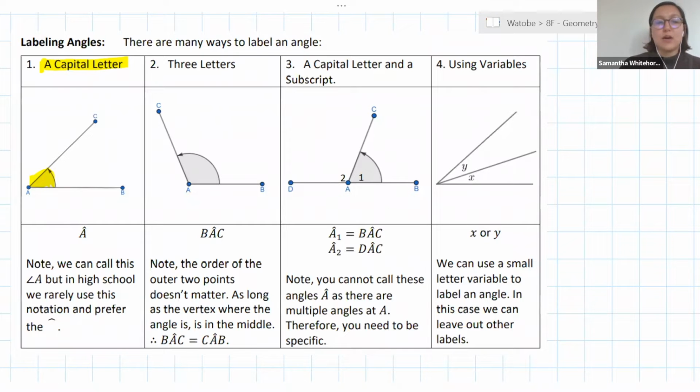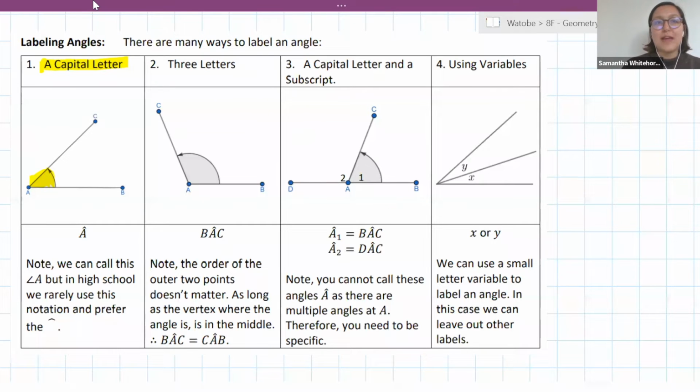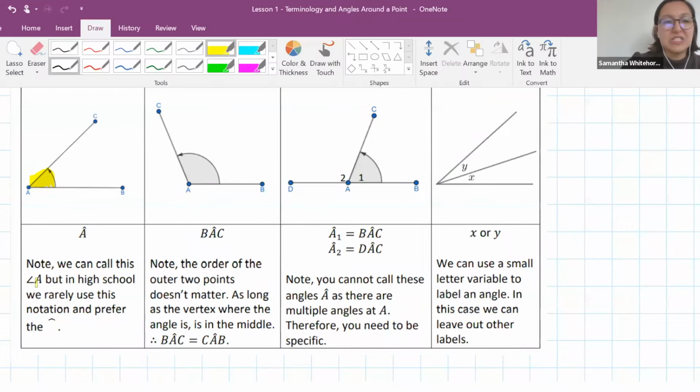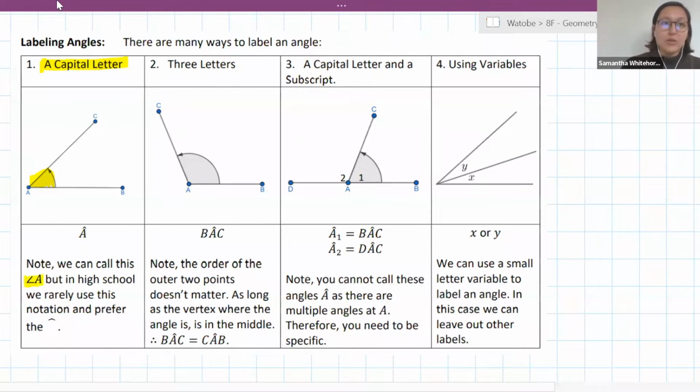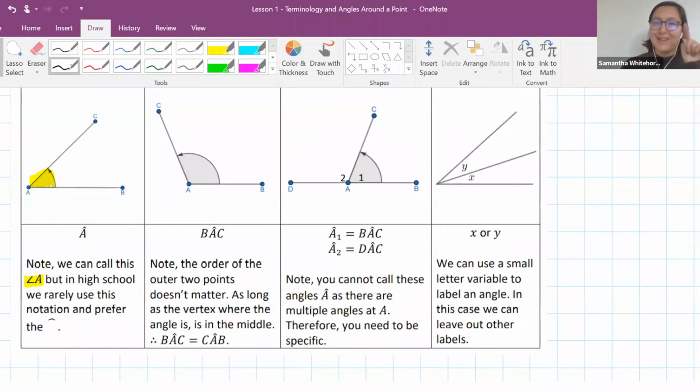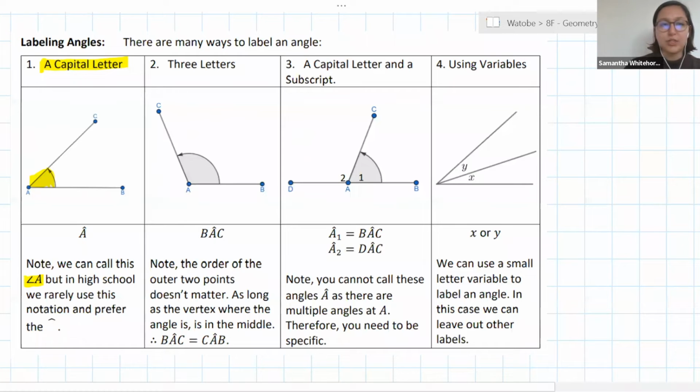When we write this down, we can use the notation angle, which is like a slanted L, and then A. But most of the time, the way we notate angles is with a little hat on the letter we're referring to. So in this case, we would call this angle A. A with a little hat on it, telling me that I'm talking about angle A.